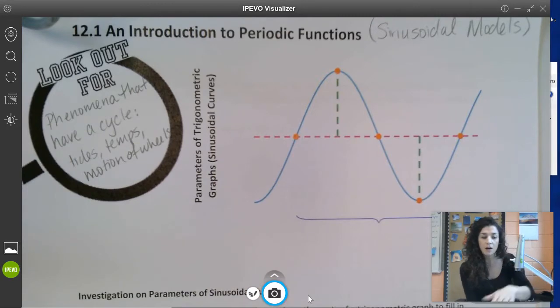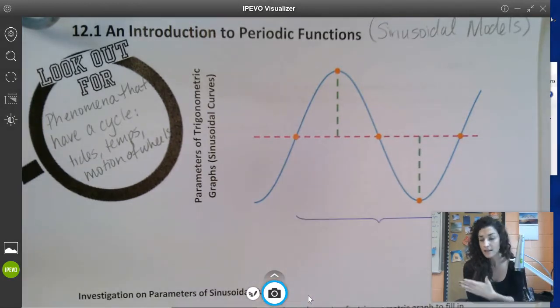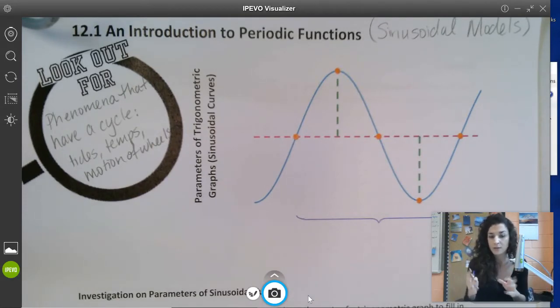So here are the parameters of a trigonometric graph or sinusoidal curves or periodic functions. And so these are going to be the key behaviors that we look at, right? So we've talked about axis of symmetry when we've looked at quadratic functions, and other things with other types of functions. And so here are the things that we look at when we're talking about these types of models, things that we care about.